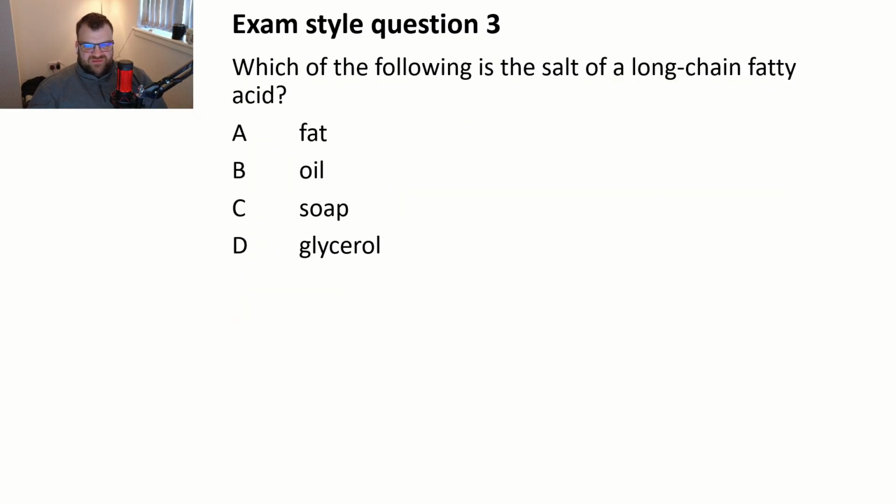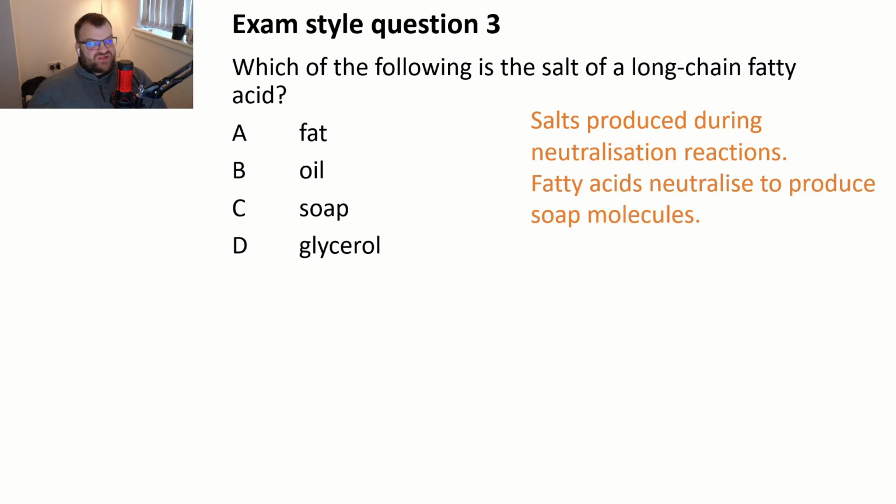Next one, we're asked about which of the following is the salt of a long-chain fatty acid. Salts are produced by neutralization reactions. Soaps are produced when an acid reacts with an alkali. That's going to be our answer of soap. Fats and oils are used to make soap. Glycerol is a byproduct of fats and oils producing soaps. Soap is the salt of a long-chain fatty acid.